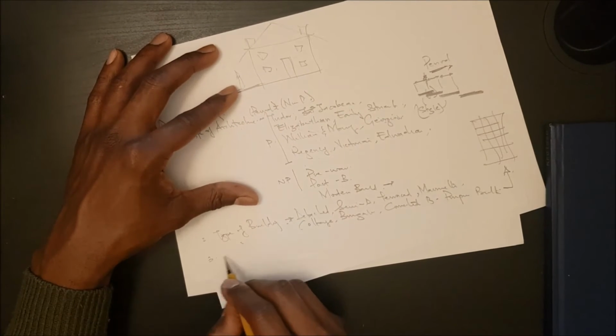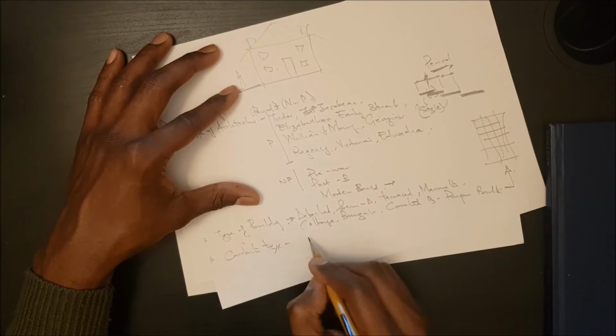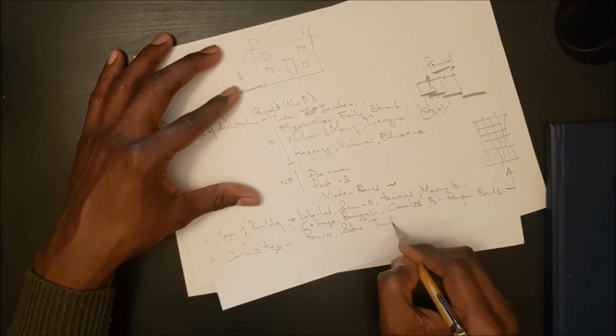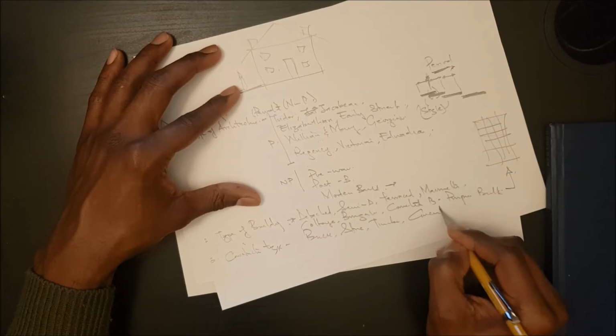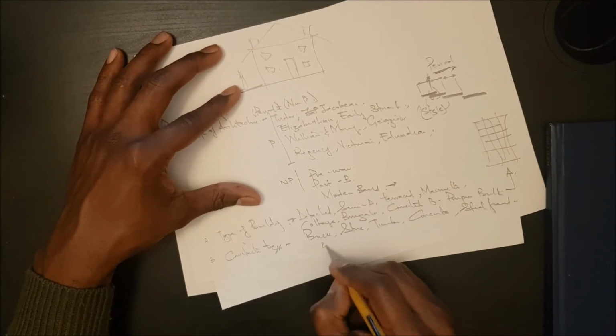Number three is the construction type. Is it brick? Is it stone? Is it timber? Is it concrete? Is it steel framed? Or other?